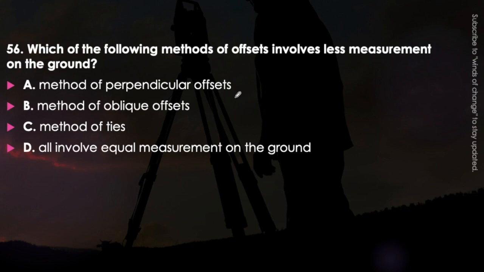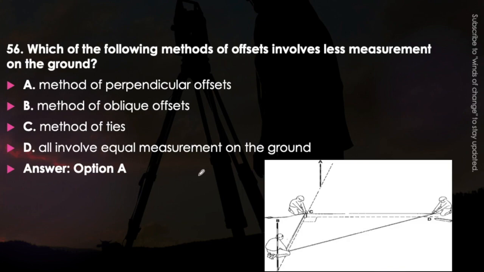Method of perpendicular offsets, method of oblique offsets, method of ties, or all involve equal measurement on the ground, which is obviously not correct. So which one will require the least measurement on the ground? So least measurement will be obtained in case of the perpendicular offset only. So option A will be the correct answer. You can see here, this will be the perpendicular offset. If we go for the oblique offset, then the distance will become more.